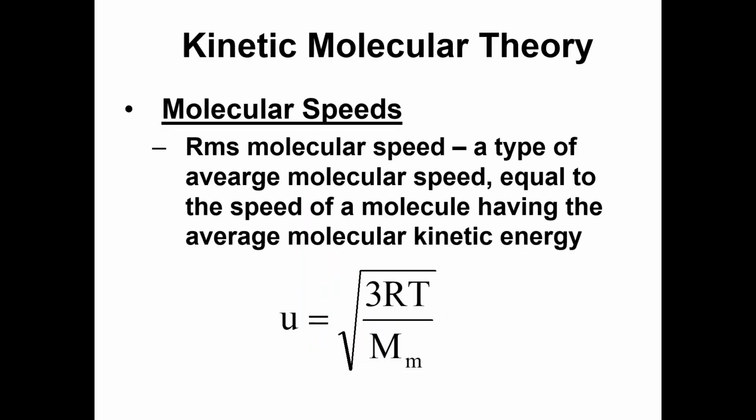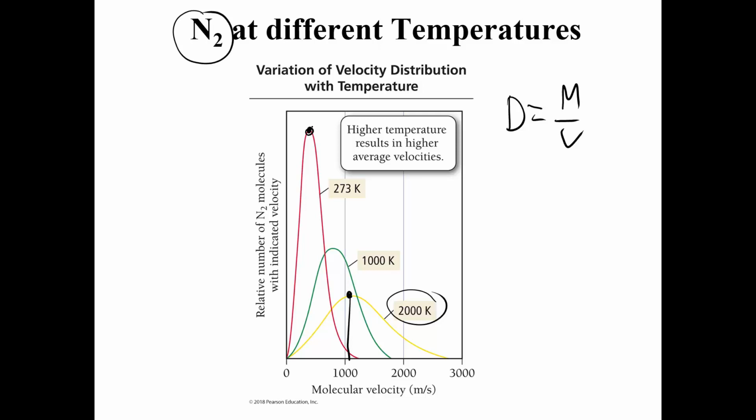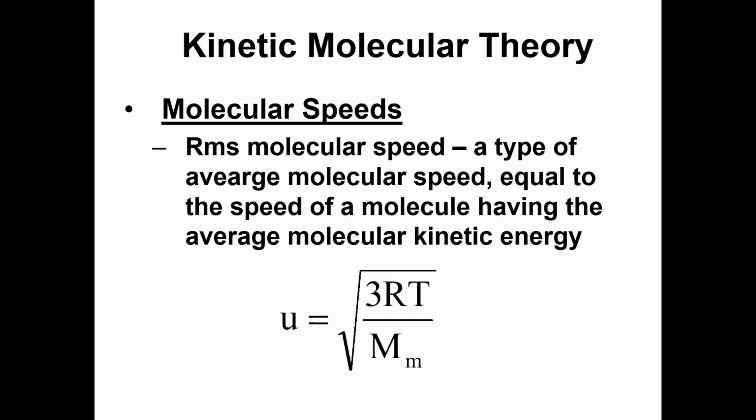Okay, so let's go right down to it. What we're looking at is a special kind of average, because it takes into consideration all of the molecules and all of the speeds. We call that the root mean square molecular speed, RMS, and there's a formula for it. Here, u equals root mean square. It's the square root of 3 times R, where R is a constant.